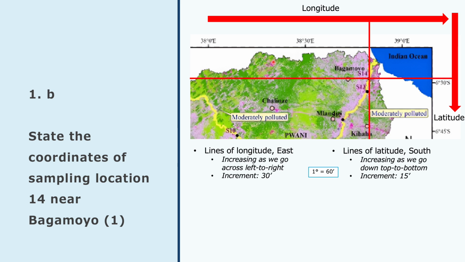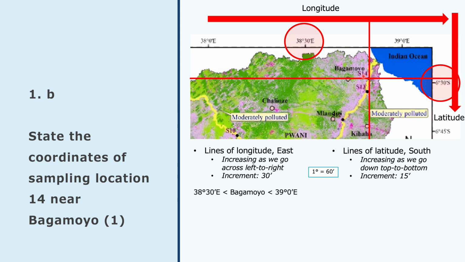And so I'm going to draw a cross through S14, which is my sampling location 14 for the question. And I'm going to look at what longitudes and latitudes are very close to this location. So this 38:30 is pretty close, and this 6:30 is also pretty close.